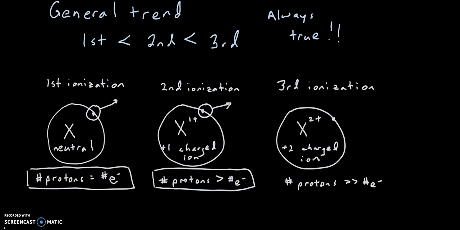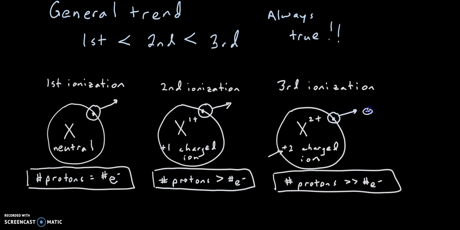Moving on to the third ionization, the number of protons is now even greater than the number of electrons. Then we have 2 more protons than electrons present to create a positively 2 charged ion. The third ionization is still removing an electron, but now we're trying to take a negatively charged electron away from something that has a +2 charge on it.